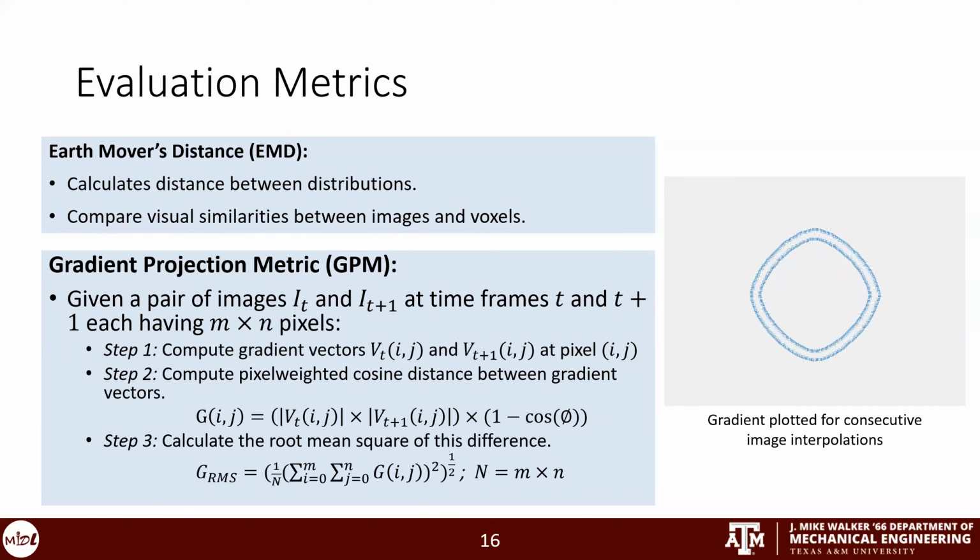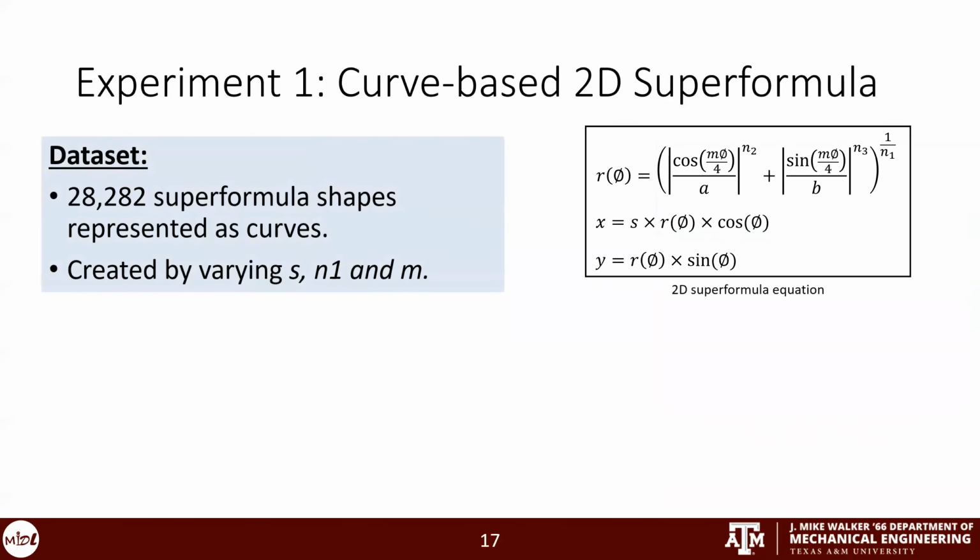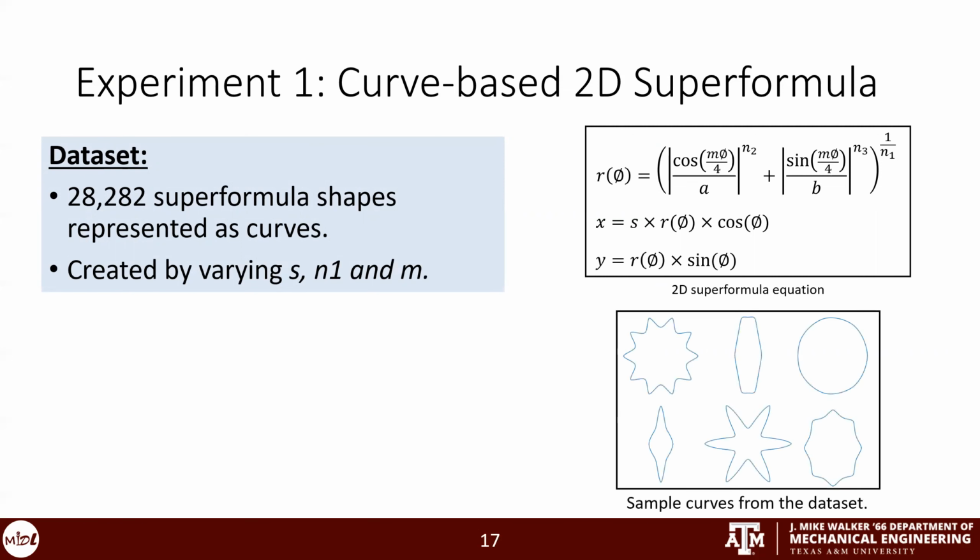We now move on to the individual experiments and results. Our first experiment was on the curve-based synthetic dataset consisting of superformula shapes. We created this dataset using the parametric superformula equation that can generate a wide variety of shapes by simply changing its parameter values. Our dataset was specifically created by weighting the parameters S, N1, and M. Weighting S results in wider or narrower shapes, weighting N1 results in sharper or rounder shapes, and weighting M changes the number of corners of the shapes.